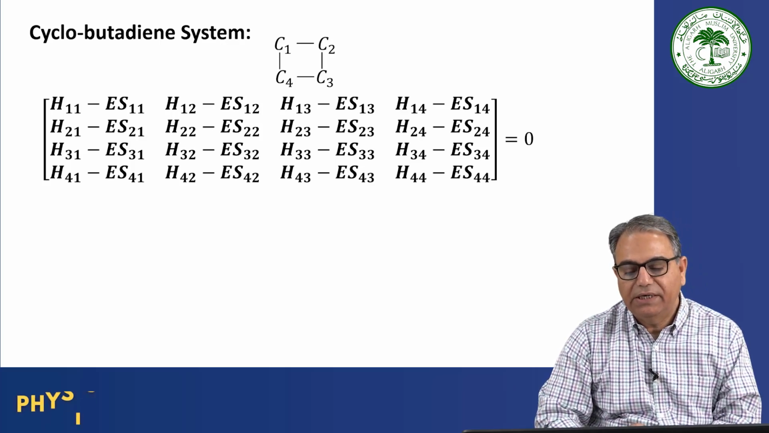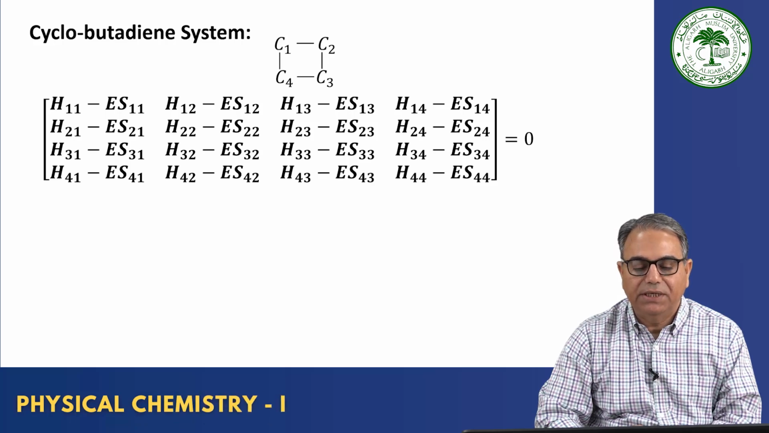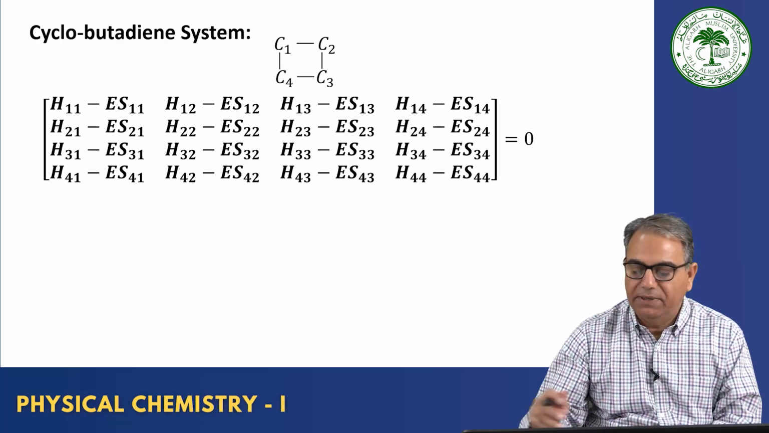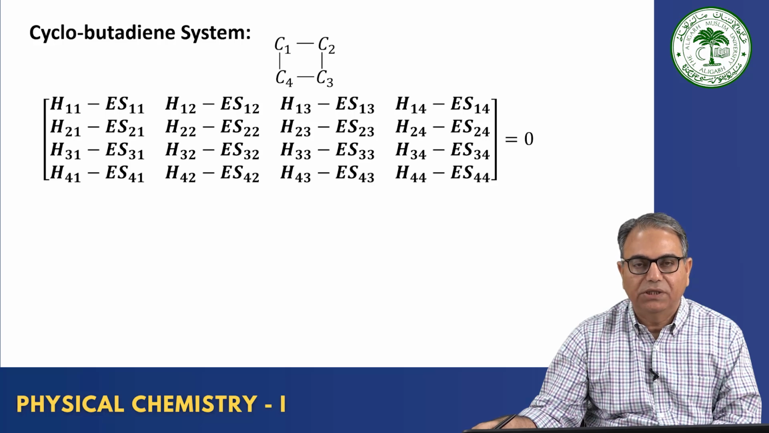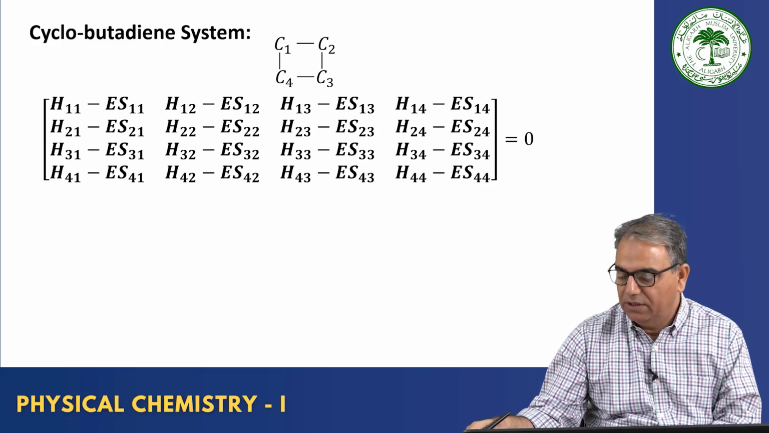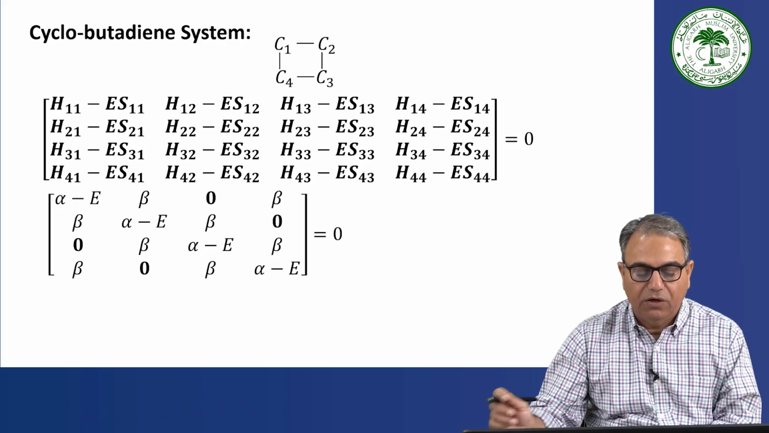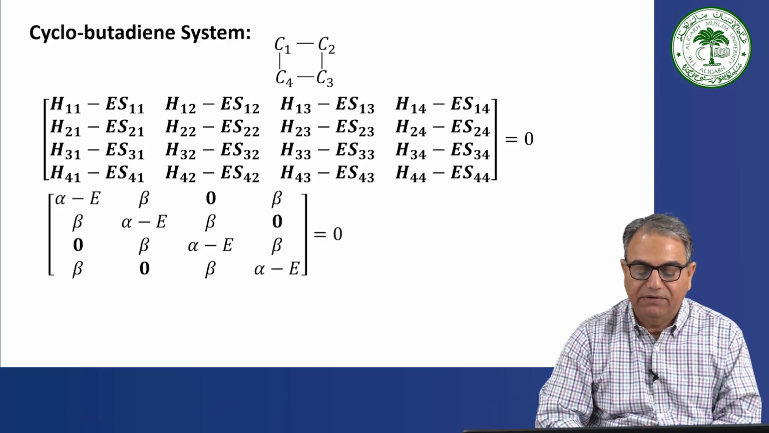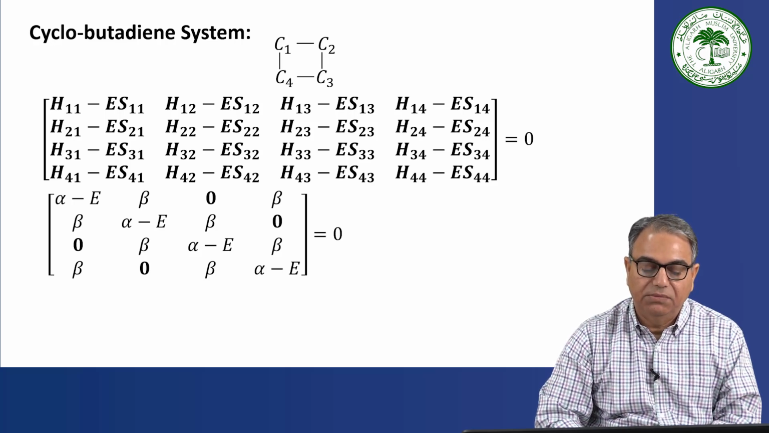In this 4/4 determinant, again you can write in the form of alpha and beta for the HMO treatment, and I've told you that all diagonal elements will be alpha minus E for every molecule, be it a cyclic molecule or a linear molecule. So, you see all diagonal elements are alpha minus E, alpha minus E, alpha minus E, alpha minus E. Okay. Then in the first row, the second element H12 is bonded, so it is beta, but H13 is not bonded, so it is 0, and H14 is again bonded, so it is beta.